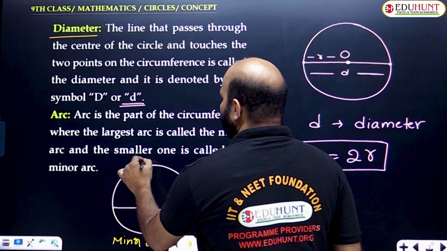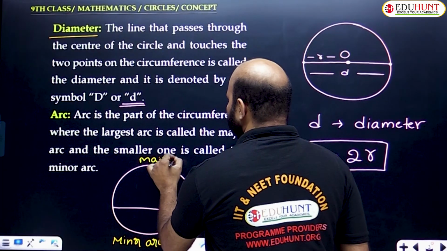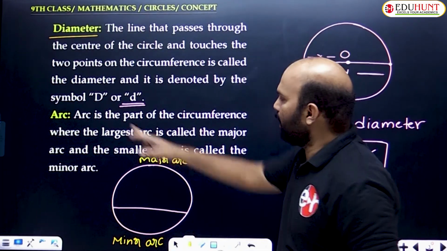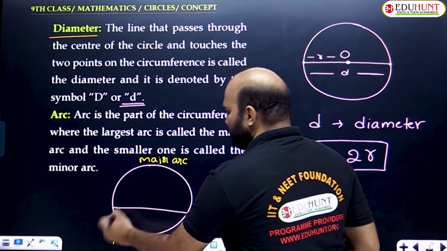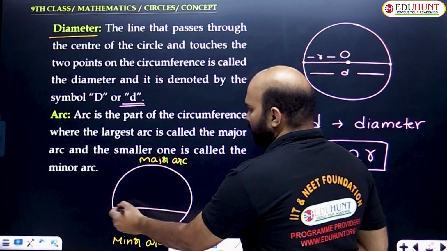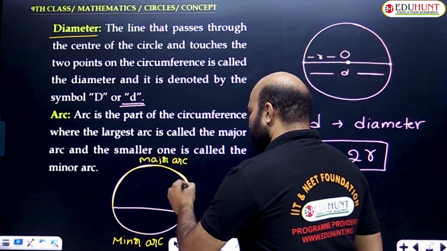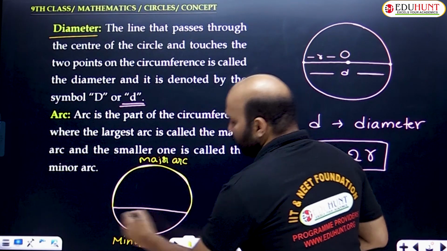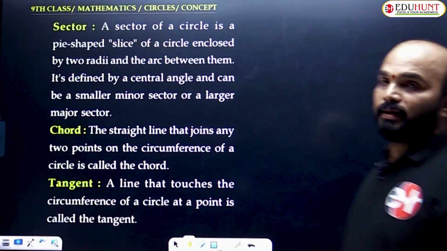This is a major arc. So arc is a part of the circumference. If you take any part on the circumference, that is called an arc. So here, this is the largest arc. The largest arc is called the major arc, and the smallest arc is called the minor arc. Am I clear?